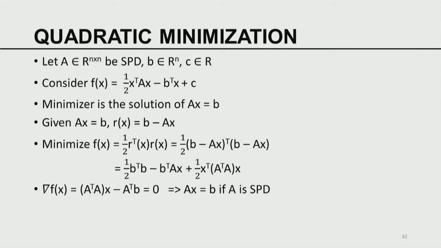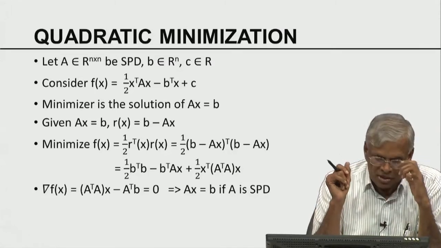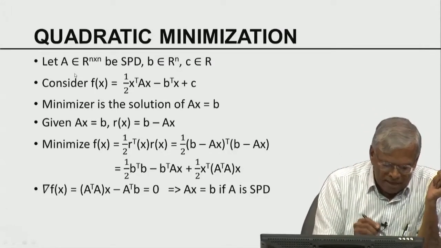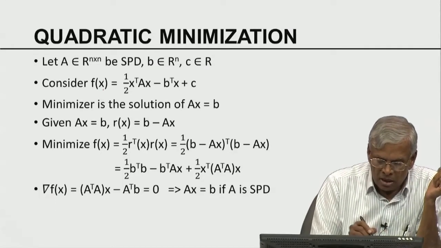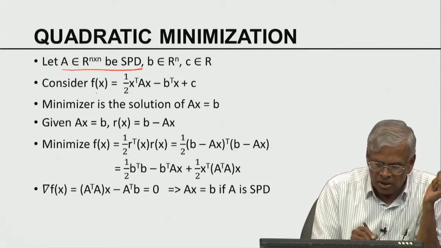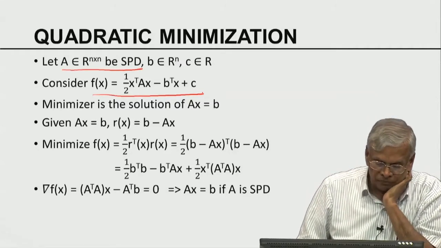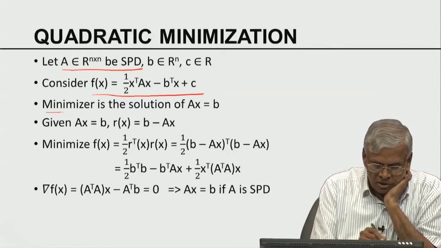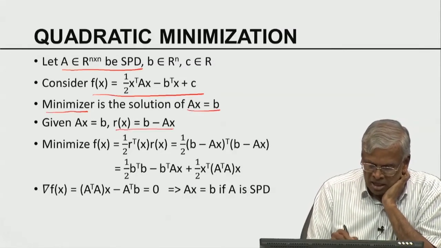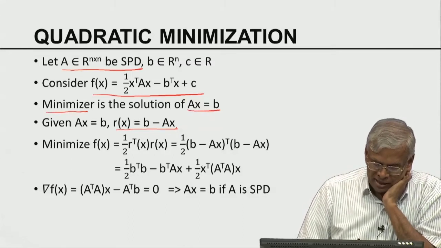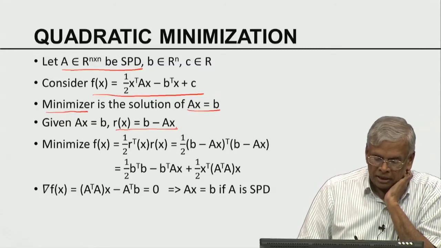So with that property at the back of our mind, I am now going to pursue the notion of quadratic minimization. Let A be an n by n matrix. So you can see I am still considering the model problem. A is SPD, f of x is 1 half of x transpose Ax minus b transpose x plus c. The minimizer is given by Ax is equal to b. Let r of x be the residual, which is the negative of the gradient.